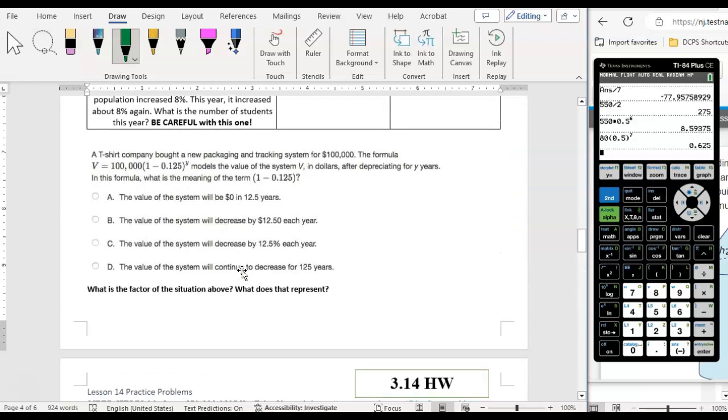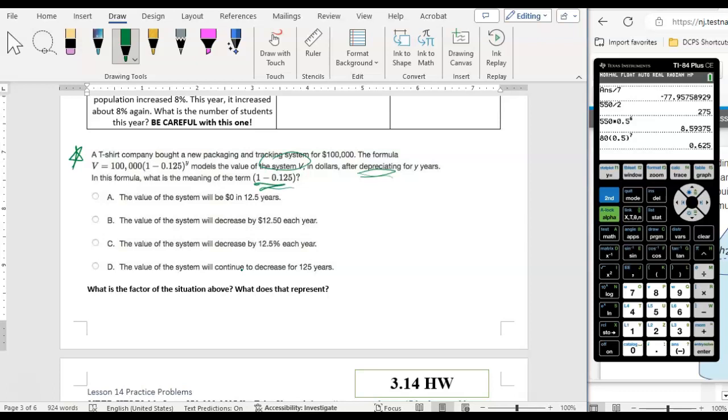I am going to go back just to look at this problem here from classwork in case you needed help with it or you did not get to finish it. This is an example of a PARCC problem that was released some years ago, but it's an example of the type of problem you might see on PARCC, and it also is represented in what we saw today in class. So here it's saying if we have this formula and it shows the value of the system in dollars depreciating, which means going down, what does this term mean?